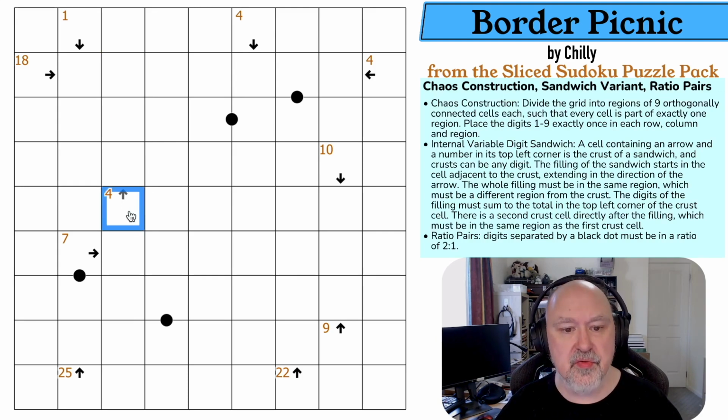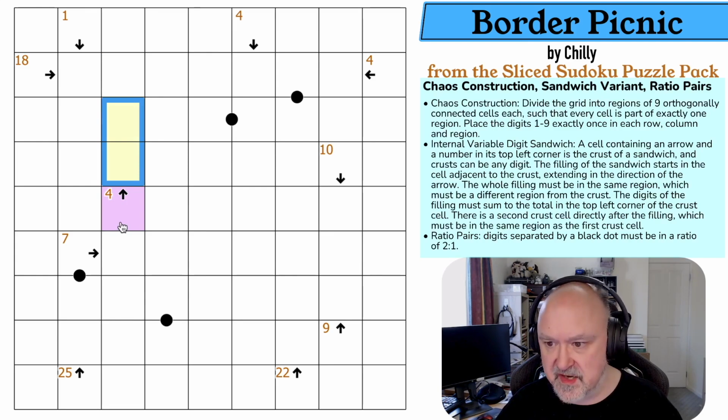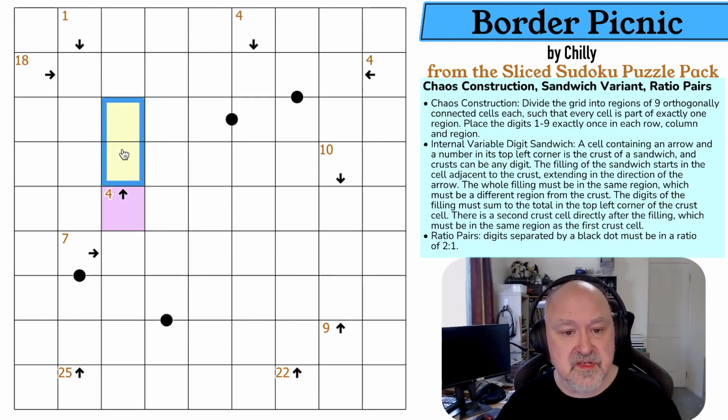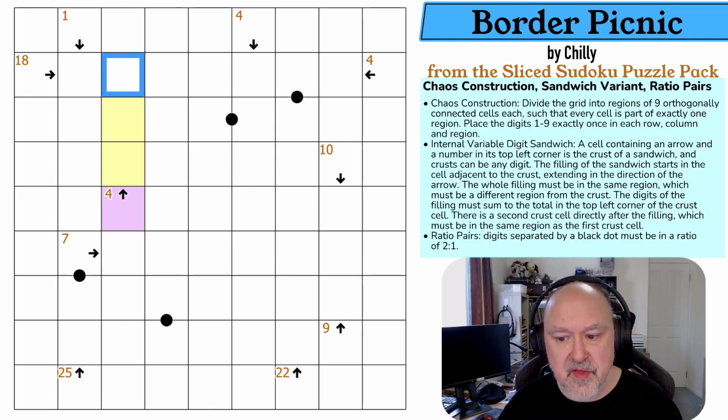Okay, so we know that if this was one region, the filling, if say this was a 2-cell filling, this would be in a different region. Okay, the digits of the filling must sum to the total in the top left corner of the crust cell. There is a second crust cell directly after the filling, which must be in the same region as the first crust cell. Oh, so if this was the filling, this would have to be in the purple region.